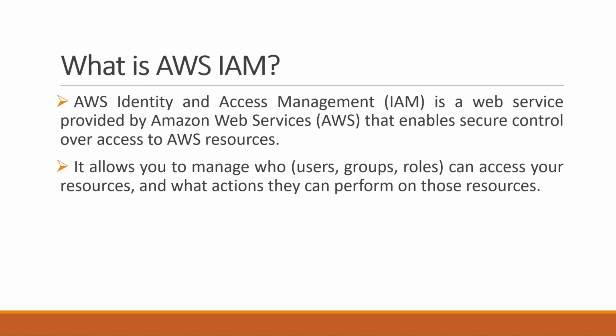AWS IAM lets you create users, groups and roles, and then you can set up permissions to control access to AWS services. For example, you can allow one person to only view the data in an S3 storage bucket, while another can only modify it. So with IAM, only authorized users can access your resources and it helps you keep everything secure.